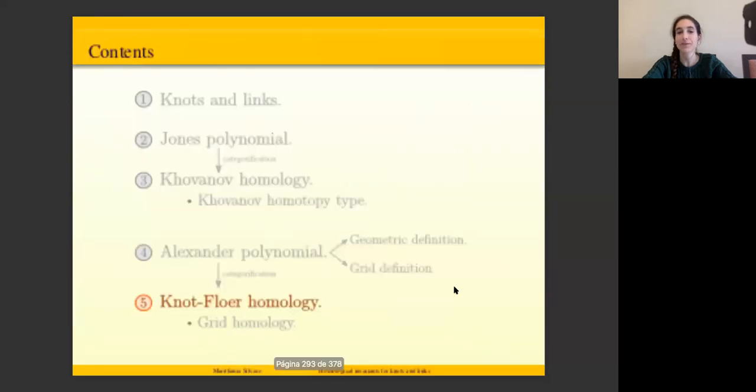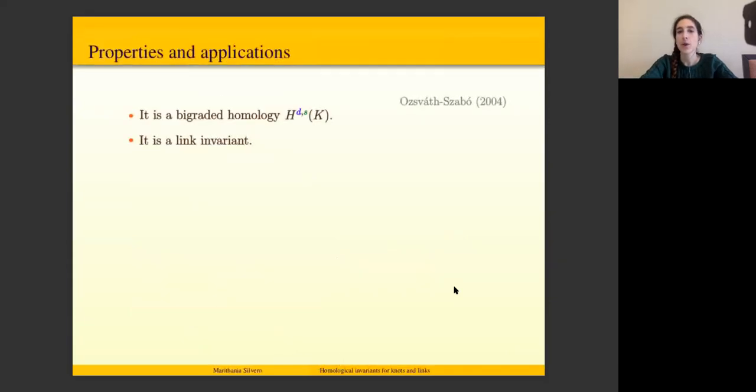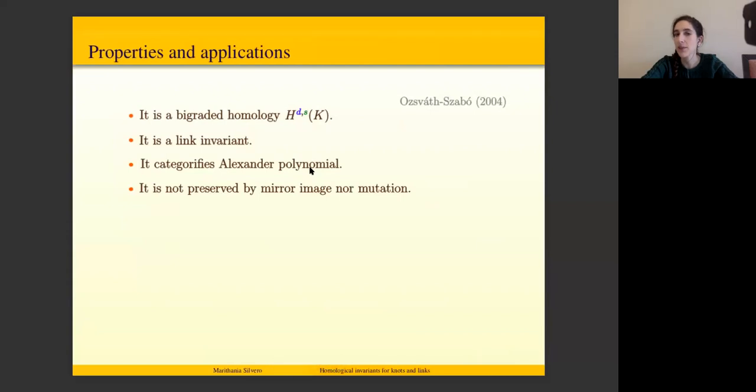Yeah, okay. So now let's go to knot Floer homology. Knot Floer homology was introduced by Ozsváth and Szabó in 2004. It is a bigraded homology. Again, we have two gradings. It is a link invariant. It categorifies the Alexander polynomial in the same way as before, as with the Jones polynomial. The Euler characteristic of knot Floer homology is the Alexander polynomial with some factor, okay? We need to multiply by some factor, but it's the same idea.